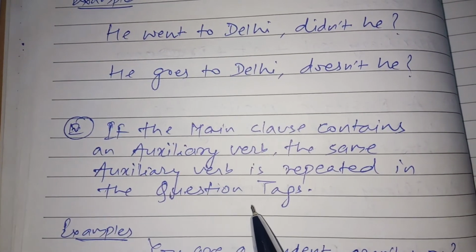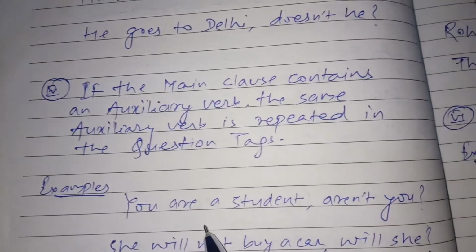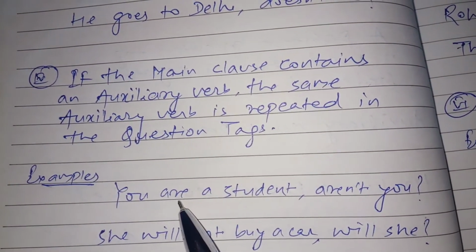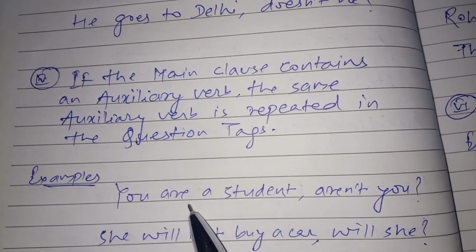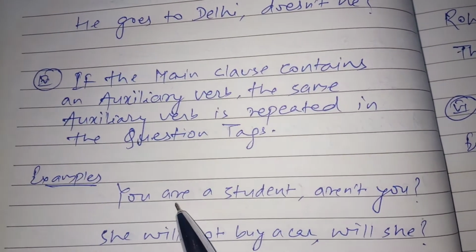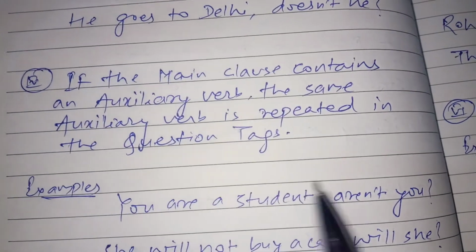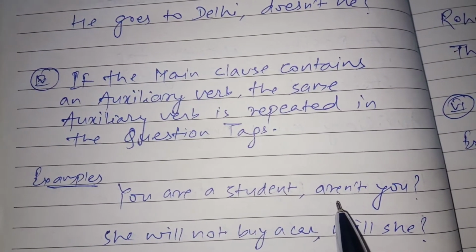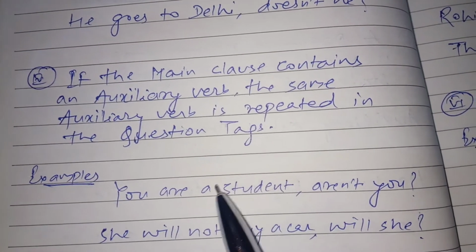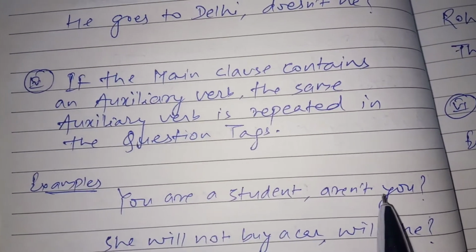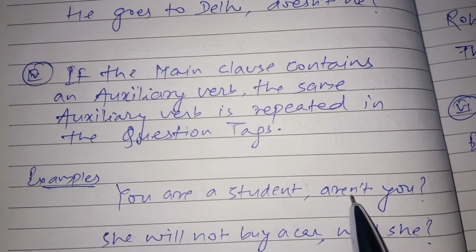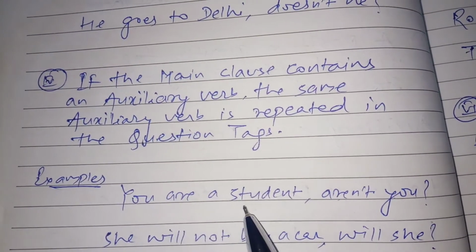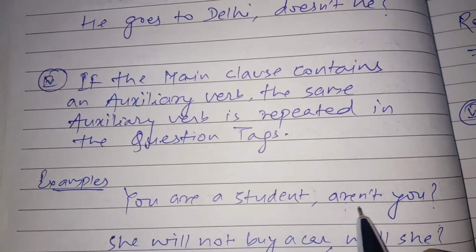This one is very important and easy also. If the main clause contains an auxiliary verb, suppose this very part has an auxiliary verb here. You are a student, and this has an auxiliary verb, and here the same auxiliary verb will be repeated, aren't you? The subject is you, so that's why are has been used here. Why aren't? Because this is a positive statement, so that's why a negative question tag has been used here.